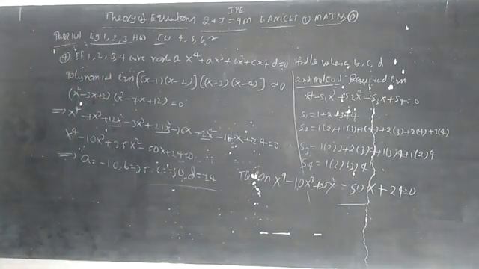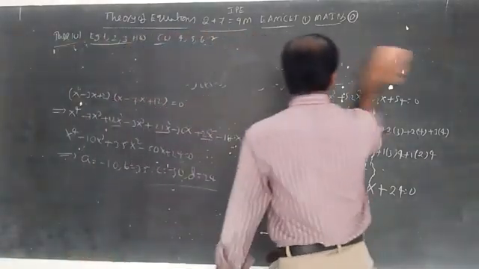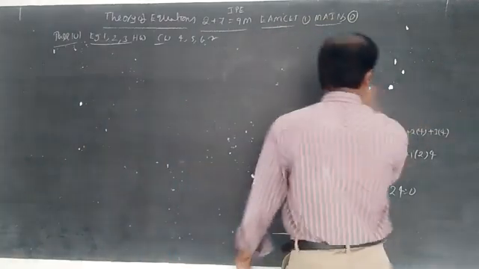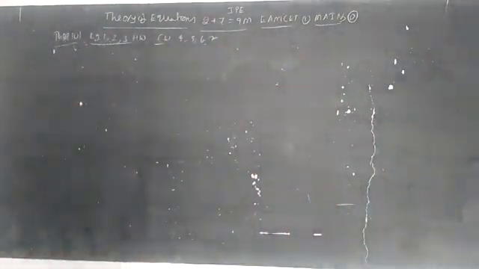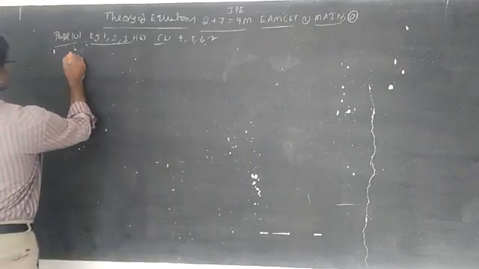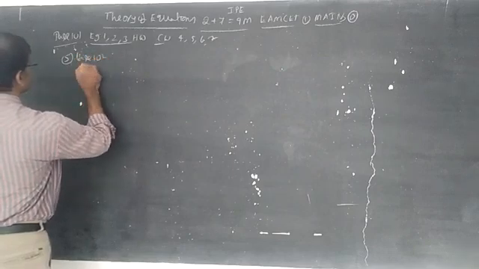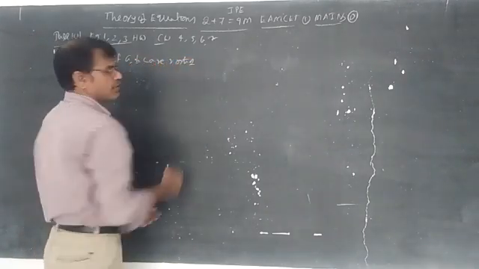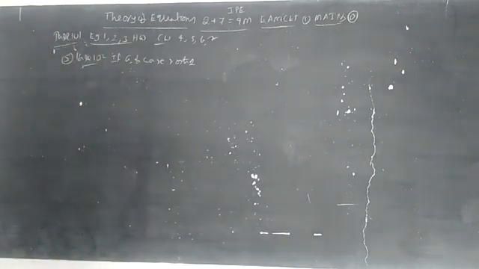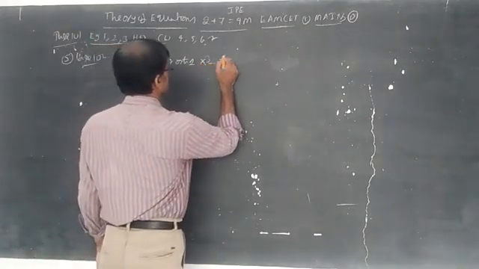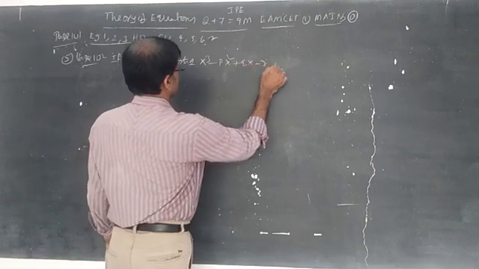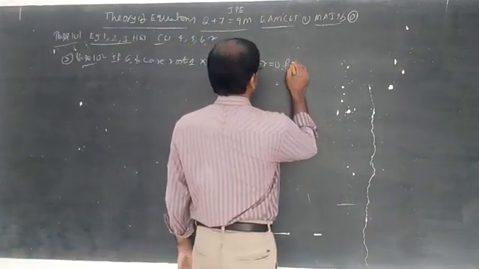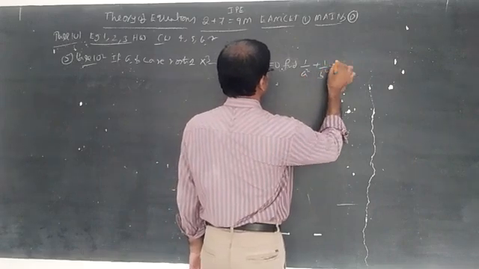Next one, example 5, page number 102. Fifth question: if A, B, C are roots of x cube minus p x square plus q x minus r equal to 0, find 1 by A square plus 1 by B square plus 1 by C square.